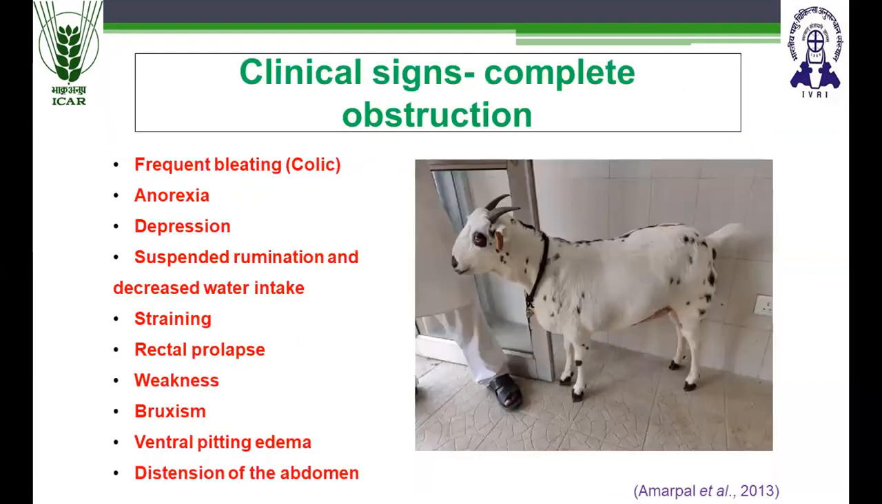In cases of complete obstruction, there will be frequent bleating because of the colic pain, and there will be anorexia, depression, suspended rumination and decreased water intake, straining, rectal prolapse. In extreme cases, in the delayed presented cases, we can see rectal prolapse due to the overstraining of the animal, weakness, bruxism, ventral pitting edema, distension of abdomen.